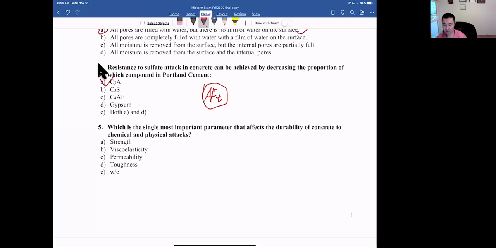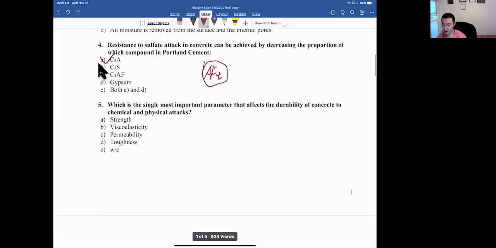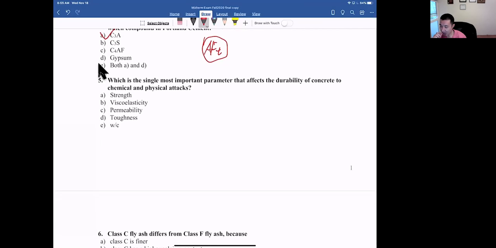So question number 5, which is the single most important parameter that affects the durability of concrete to physical and chemical attacks? I put this question in the midterm because this is a very important concept. I emphasized several times for durability, permeability is the most important factor controlling the concrete durability.